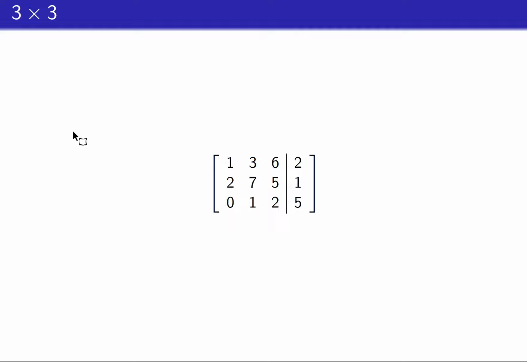Here's a 3 by 3 example. So this comes from a system of equations, where I have 3 variables and 3 equations. The 3 variables are here, that's x, y, and z, and the 3 equations are this row, and this row. So this one would be x plus 3y plus 6z equals 2, and so on. 2x plus 7y plus 5z equals 1, etc. And as before, we're going to start with this first column. And the first column, I need to look at what this one is. I want to turn this into a 1. Luckily, it's already 1, so I don't need to do anything there.